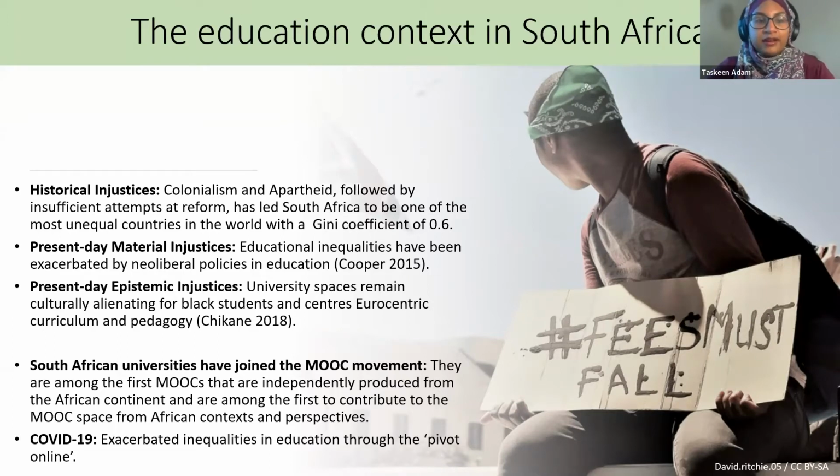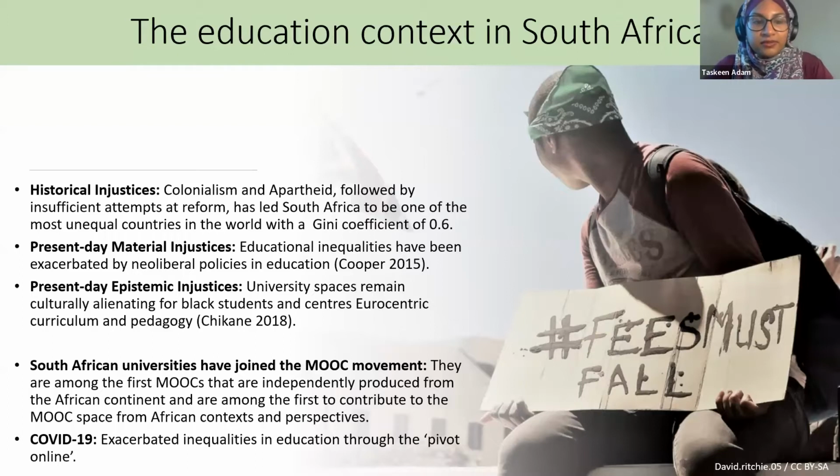And the other layer on top of that is not just material, so it's not just financial or socioeconomic inequalities, it's also epistemic injustices, where the majority Black students might not feel accepted or in a space that they belong. So it can be culturally alienating for students of color in a place that is quite Eurocentric despite being in South Africa. So that's on the one side of things.